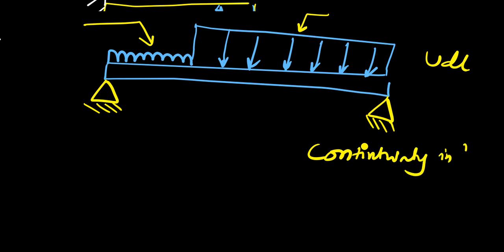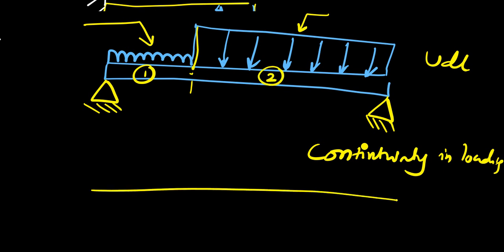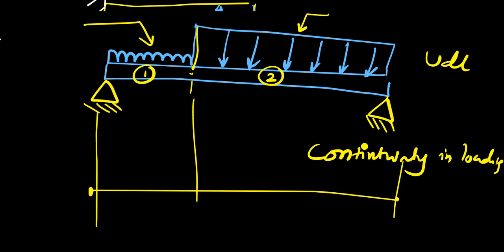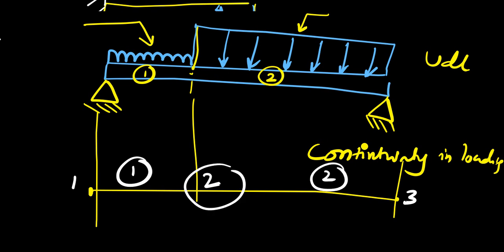As we have learned discontinuity in geometry, the same thing applies to discontinuity in loading, because the loads change here. From here to here is element 1, and from here to here is element 2. If we make this as a line diagram, here it will be node 1, here node 2, node 3, and this is element 1, this is element 2. So node 2 is essential here, because there is a discontinuity in the loading condition.